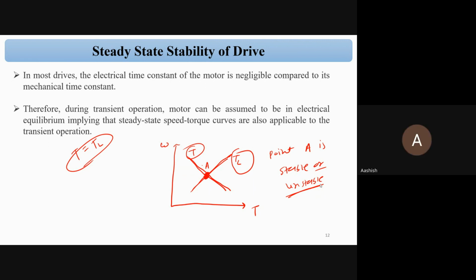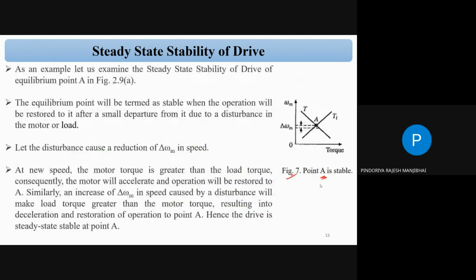So the point of intersection, because T equals TL, then as you told, it is stable. So this point A, is it stable or unstable? A is stable because as the developed torque is increasing, the speed is decreasing, and in the load side, as load torque is increasing, speed is also increasing. Okay. Correct. So we can discuss.